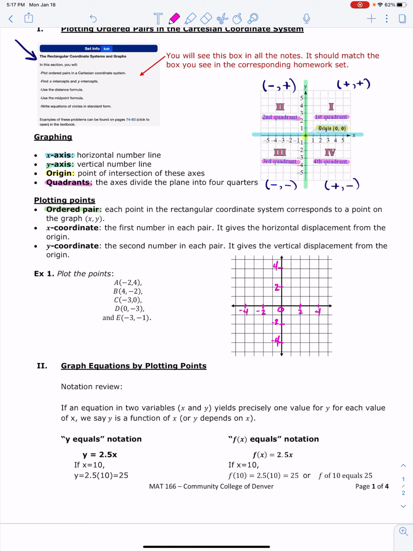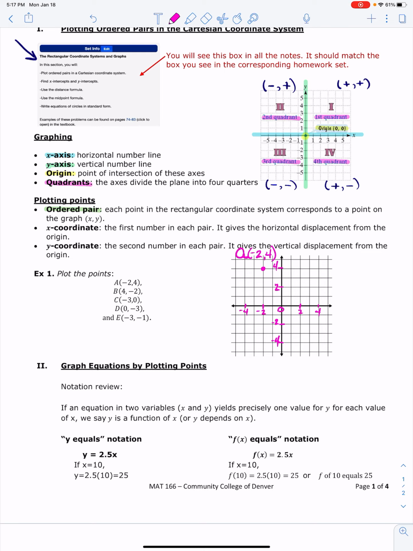So point A is at the coordinates -2, 4. That -2 is our horizontal displacement. So we're going to go 2 to the left in the negative direction. The +4 is our vertical. So 4 in the positive vertical direction, 4 up. So 2 to the left, 4 up. That puts point A right here at -2, 4.